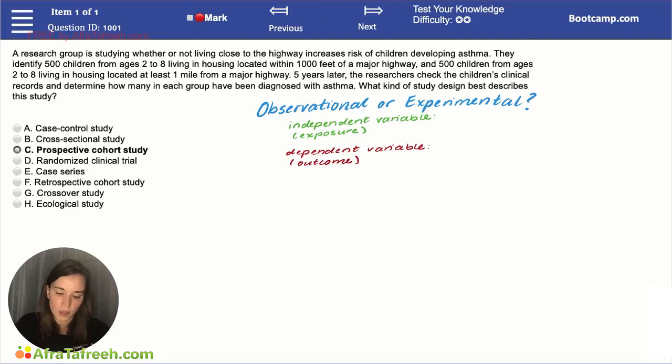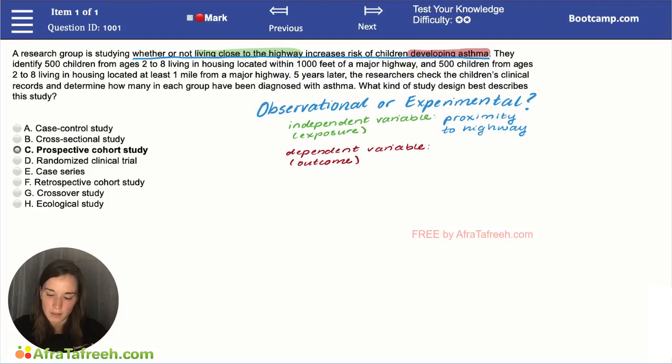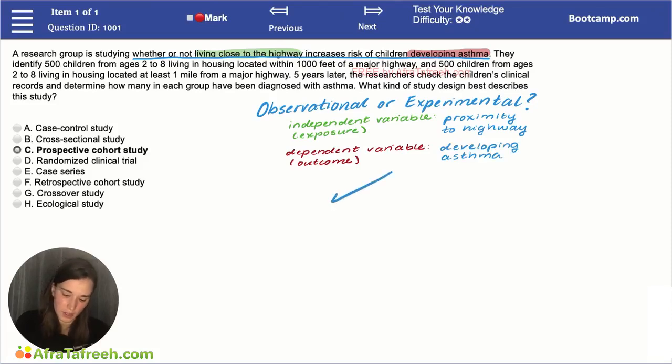So in the first sentence, we find out that this research group is studying whether or not living close to the highway increases the risk of children developing asthma. So here we see that the exposure that they are studying is living close to the highway. And the outcome that they're studying is whether or not the children develop asthma. So our independent variable or our exposure is proximity to highway, and our dependent variable or our outcome is developing asthma. So let's figure out if this study is observational or experimental.